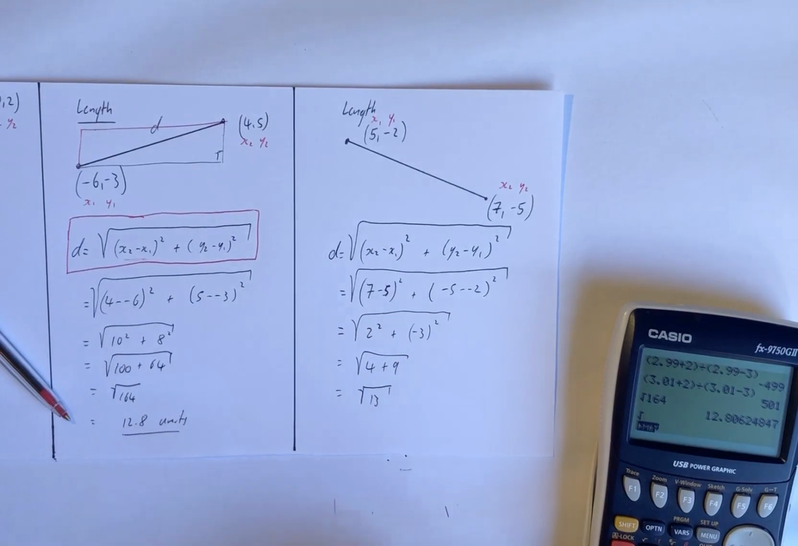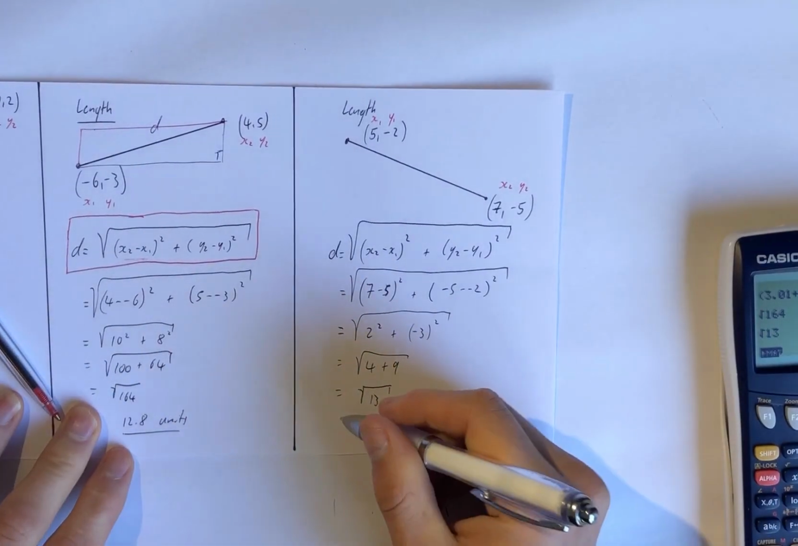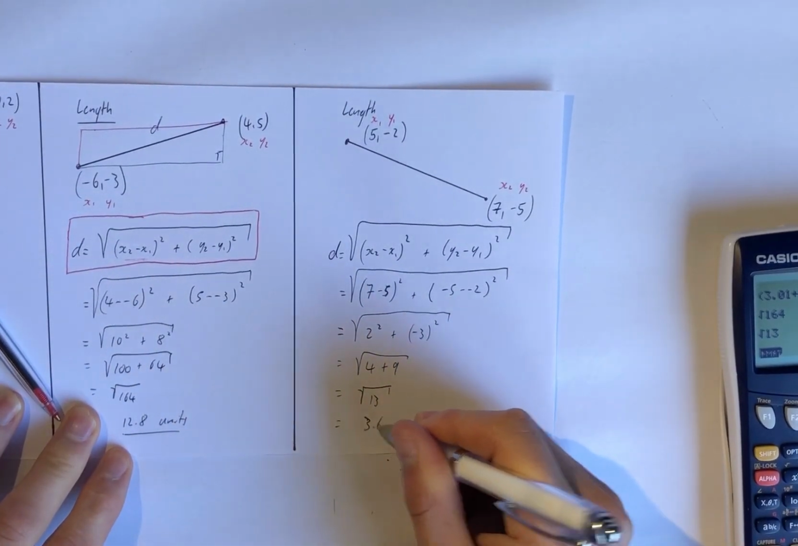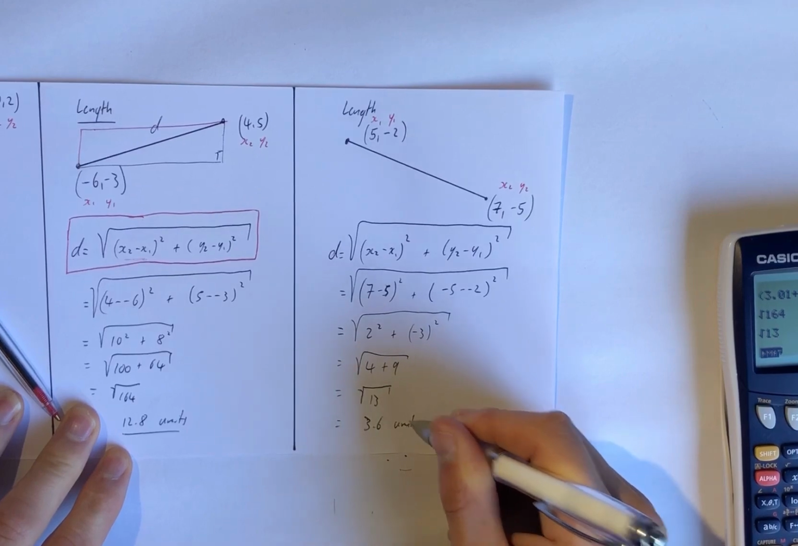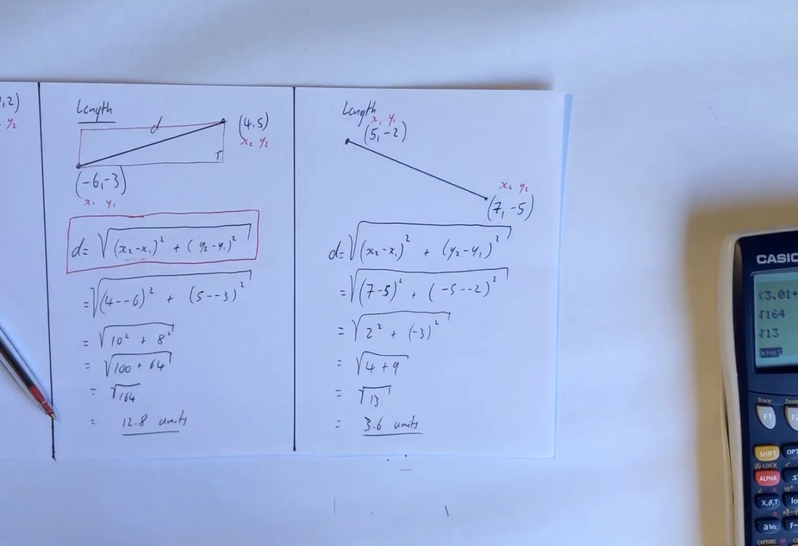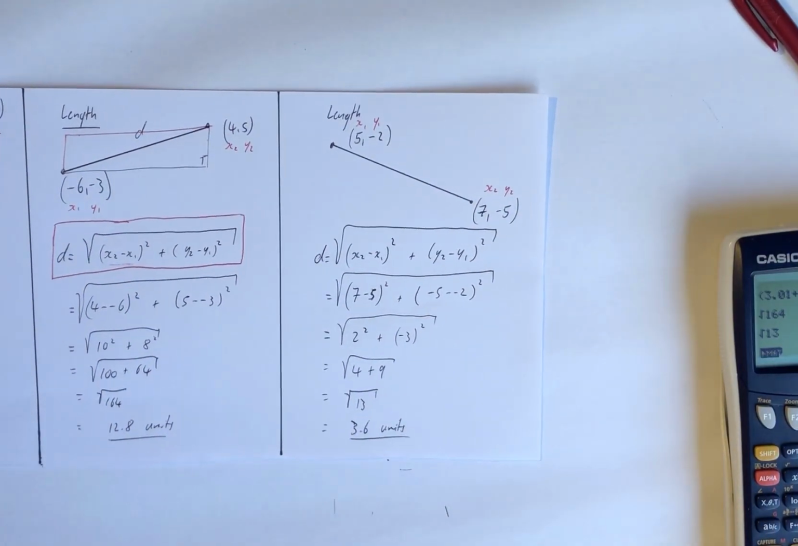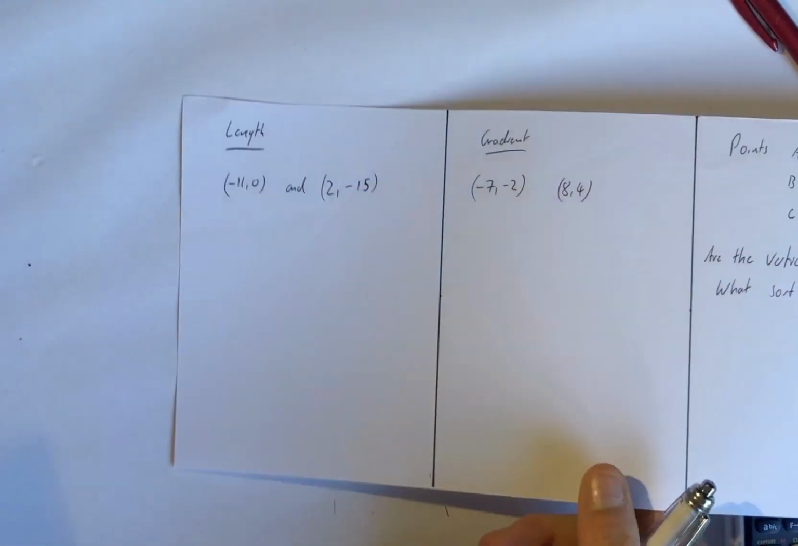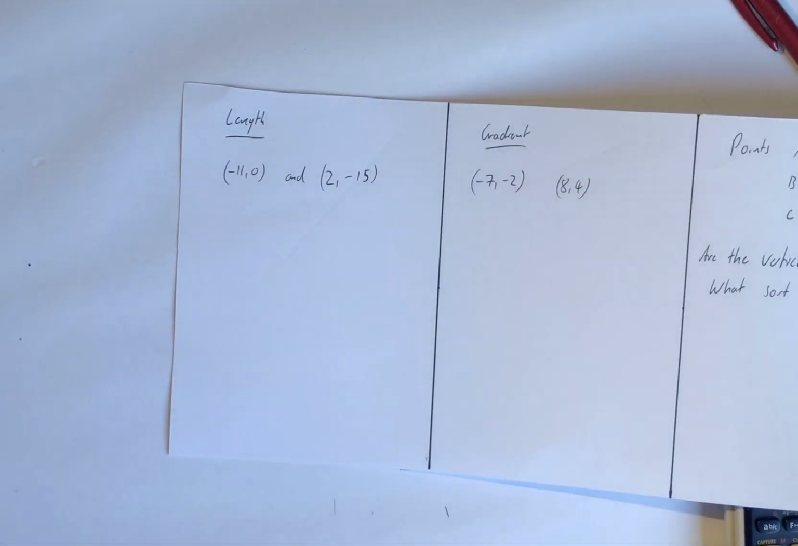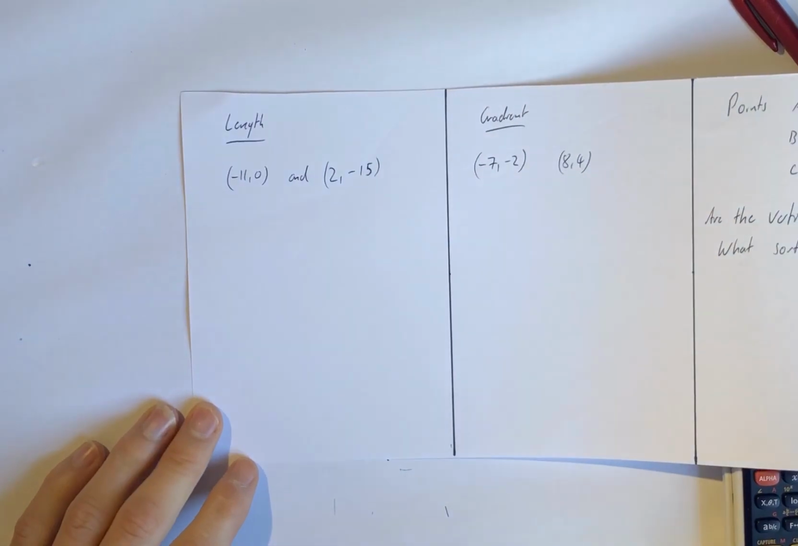So let's have a look at that. Square root 13, 3.6. And I'll write units just in case there were units for the length of that line. So there's our first 4 problems. Hopefully you've got the first 4 correct. And I have 3 more here for us to do. So just make sure that's lined up in the camera okay.